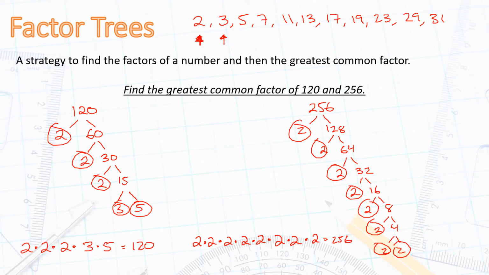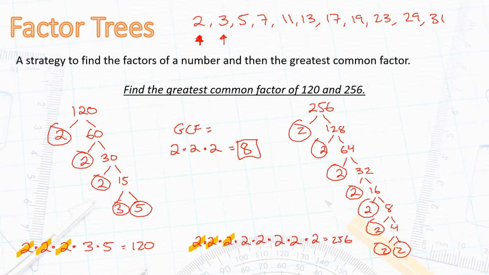Now my GCF in this case is what is common between my two lists of prime numbers. So I have 2 here and a matching 2. Another 2, another 2. And that's it. That's all that matches. 3 and 5 doesn't have a match in the other one. So I would say the GCF is equal to what matched. So we had 3 2's that matched. So 2 times 2 times 2, which is 8. So 8 is my greatest common factor. 120 and 256 are both divisible by 8.